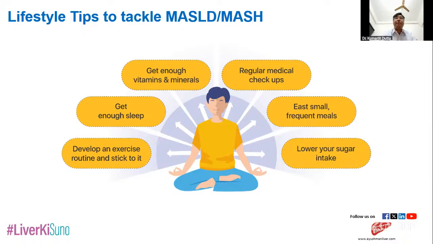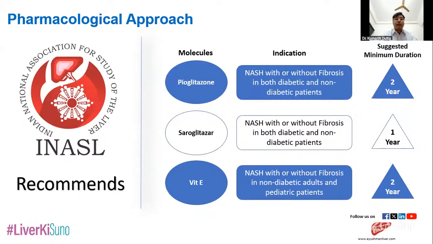In the pharmacological approach, we have two different molecules, that is vitamin E and pioglitazone. Vitamin E should be taken 400 milligram twice daily for at least 1 to 2 years. And pioglitazone is another insulin sensitizer that is indicated in NASH with or without fibrosis in both diabetic and non-diabetic patients. Pioglitazone should be taken 30 to 45 milligram daily for at least 48 weeks, that is around 1 year, but ideally it should be taken for a minimum period of 2 years.